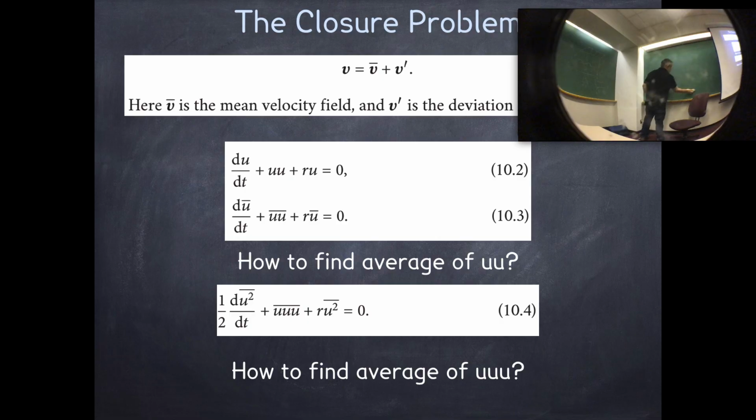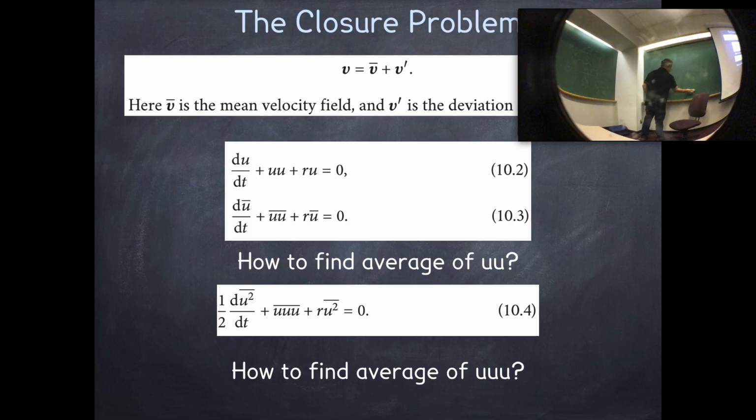So u bar, which we could write as u bar plus u prime bar times u bar plus u prime, which we could write as u bar bar plus 2 u prime u bar plus u prime bar. Okay, so if this is an average quantity, and taking the average of the average, what do we get?